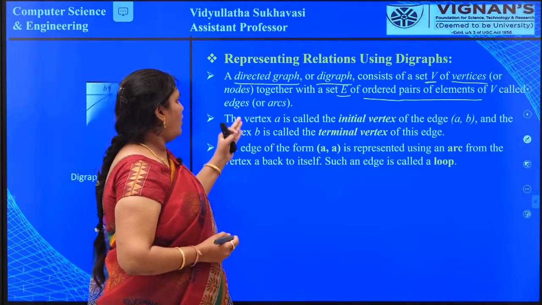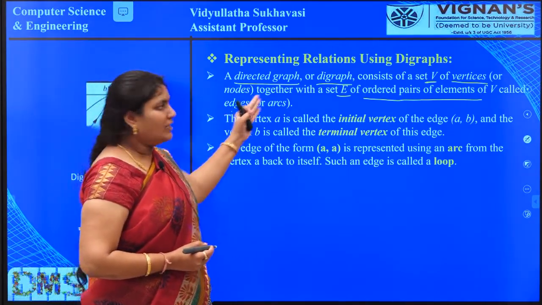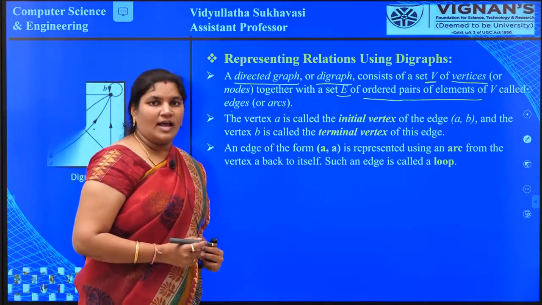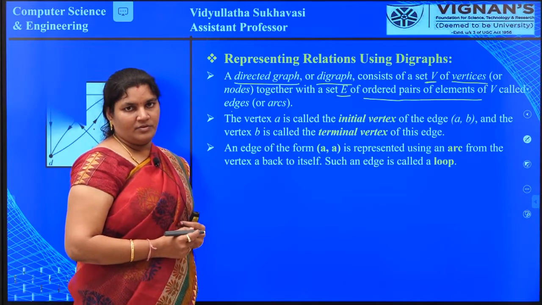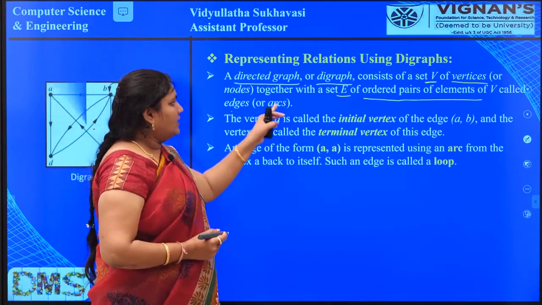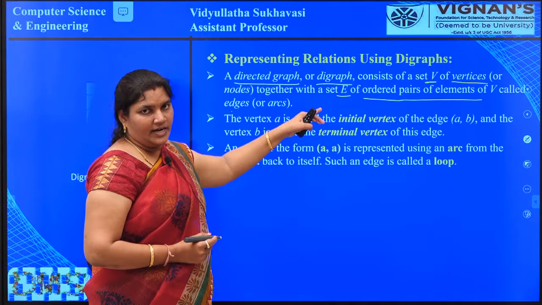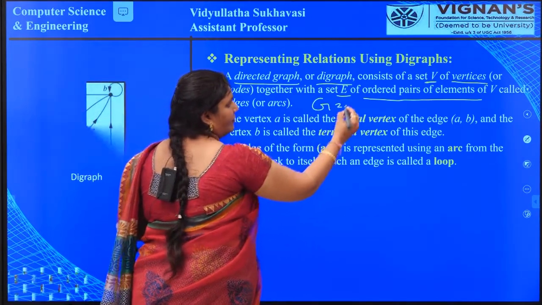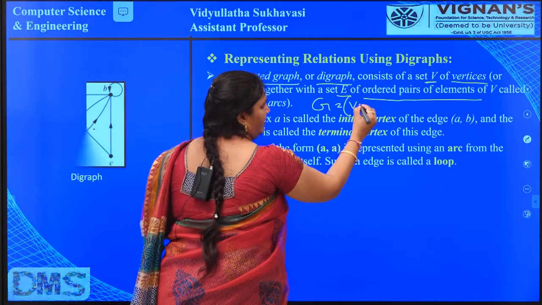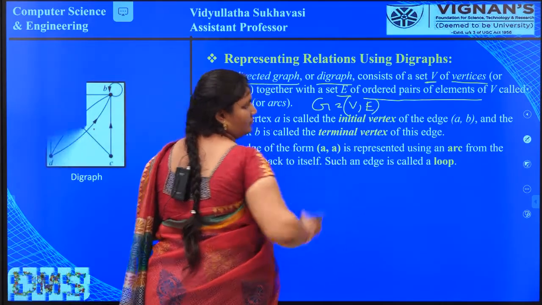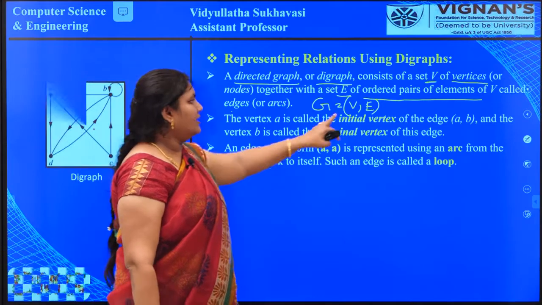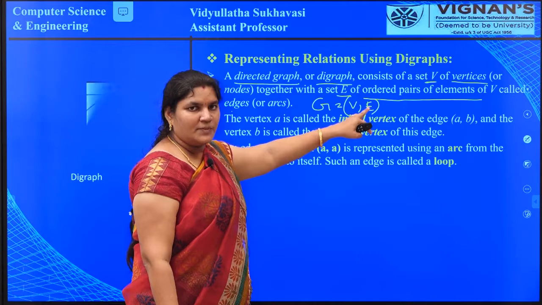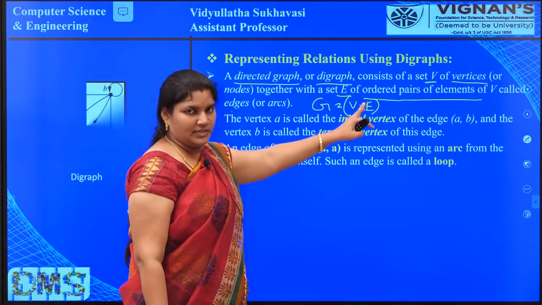So that is called edges. The combination of vertices and edges will be called a directed graph. Here, in this directed graph, we represent the graph as G, and the ordered pair will be V comma E. So here we specify the vertices which we are using and the edges. This is the graph representation.